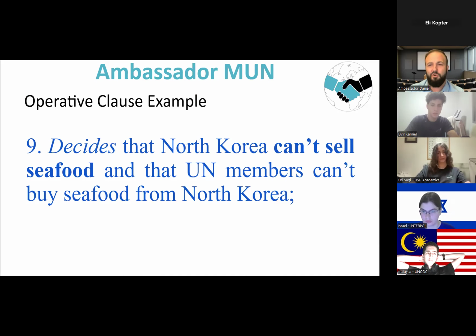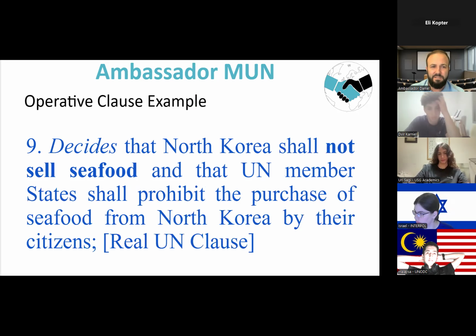It's in Times New Roman font. And this, by the way, is almost the text of a real United Nations clause on the matter. This is the clause. Let's have Iris, UNSC Denmark, can you please read this real UN clause?